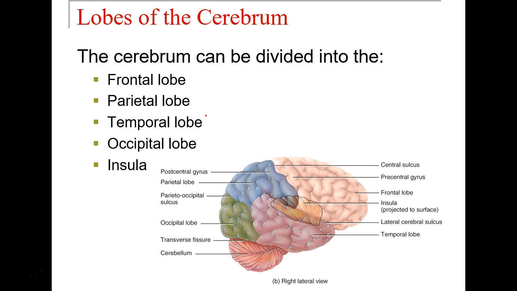All right, so areas or lobes of the cerebrum: frontal, parietal, temporal, occipital, and an insula. So these lobes coordinate directly with the flat bones of the skull, except for insula, of course.